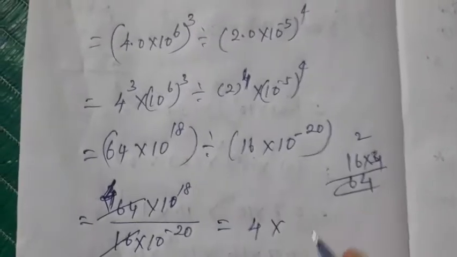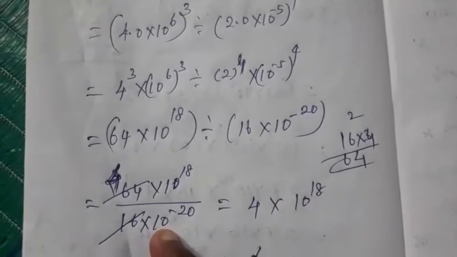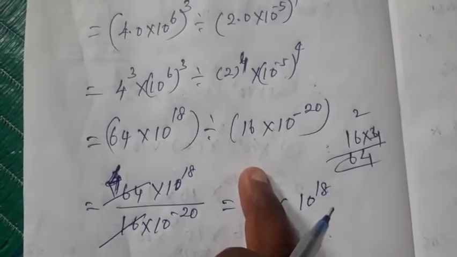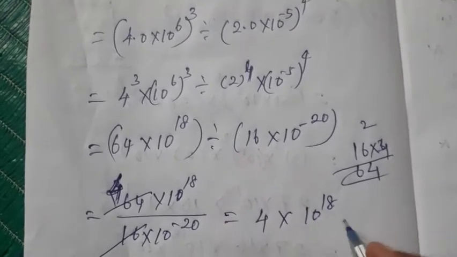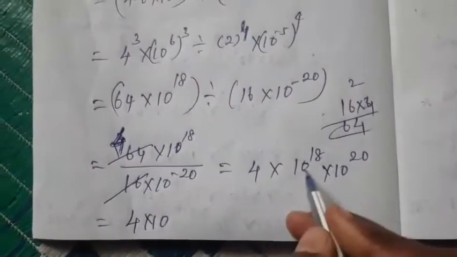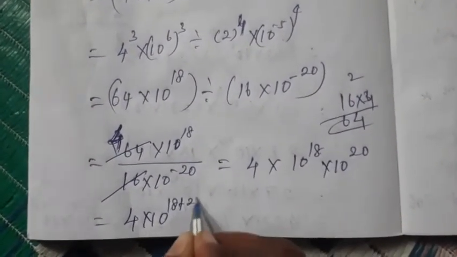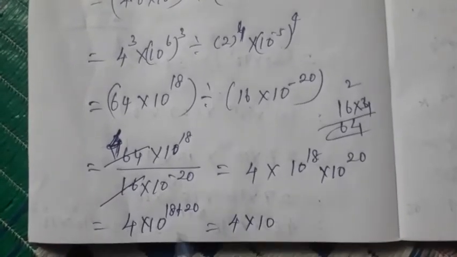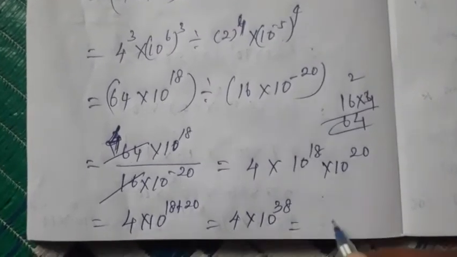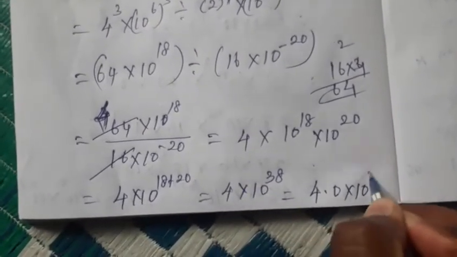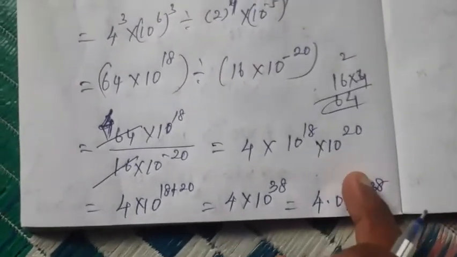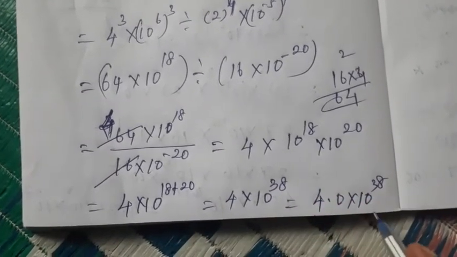Therefore 4 into, here see that 10 to the power 18 divided by 10 to the power minus 20. Minus 20 take it to numerator. Minus 20 numerator going, power is changed. Power is changed, then positive: into 10 to the power 20. Now 4 into 10 to the power, base common power we can add 18 plus 20. So 4 into 10 to the power 18 plus 20 we get 38. So 4 into 10 to the power 38. Therefore we can write 4.0 into 10 to the power 38 because only one non-zero digit should be left. I want to write in scientific notation. That's why I am writing 4.0 into 10 to the power 38.